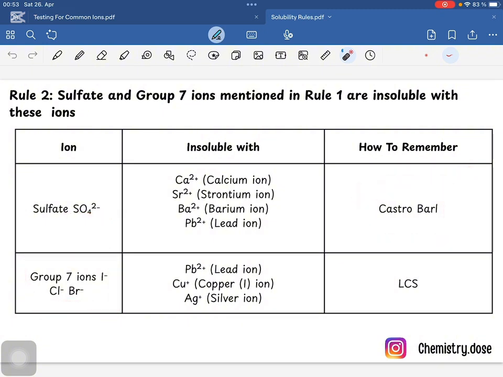Now, the group 7 ions are insoluble with the LCS, and by LCS I mean the lead ion, Pb2+, the copper 1 ion, and the silver. Now, I also want you to remember that it's Cu plus and not Cu2 plus most of the time.